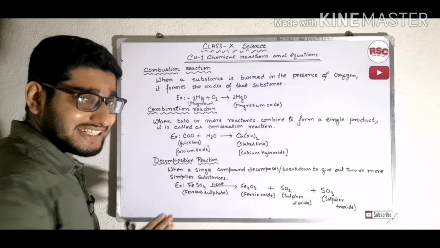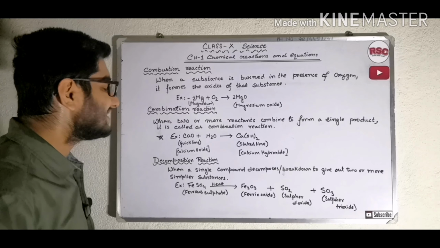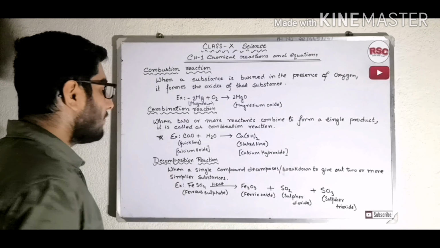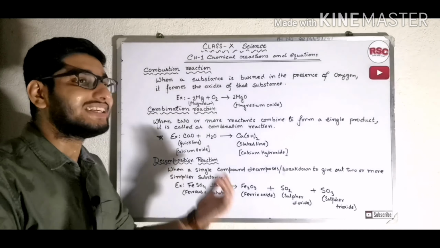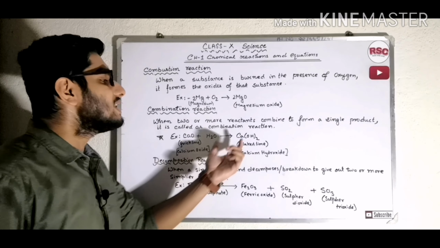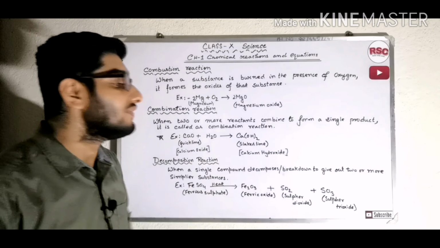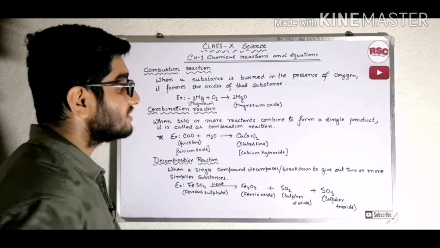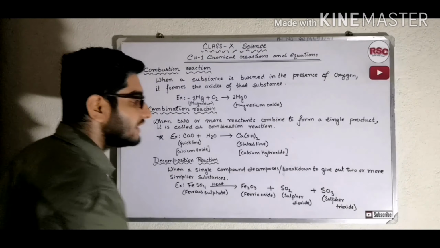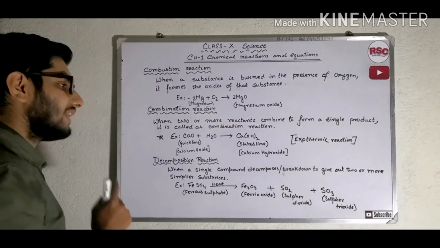Now, what is an example? This example is very important. CaO, that is calcium oxide, whose common name is quicklime. Quicklime is added to water, and slaked lime or calcium hydroxide is formed. The common name of calcium hydroxide is slaked lime. Students, these names are very important. Please note it down in your copy. This is an exothermic reaction. Just write it down: this is an exothermic reaction.